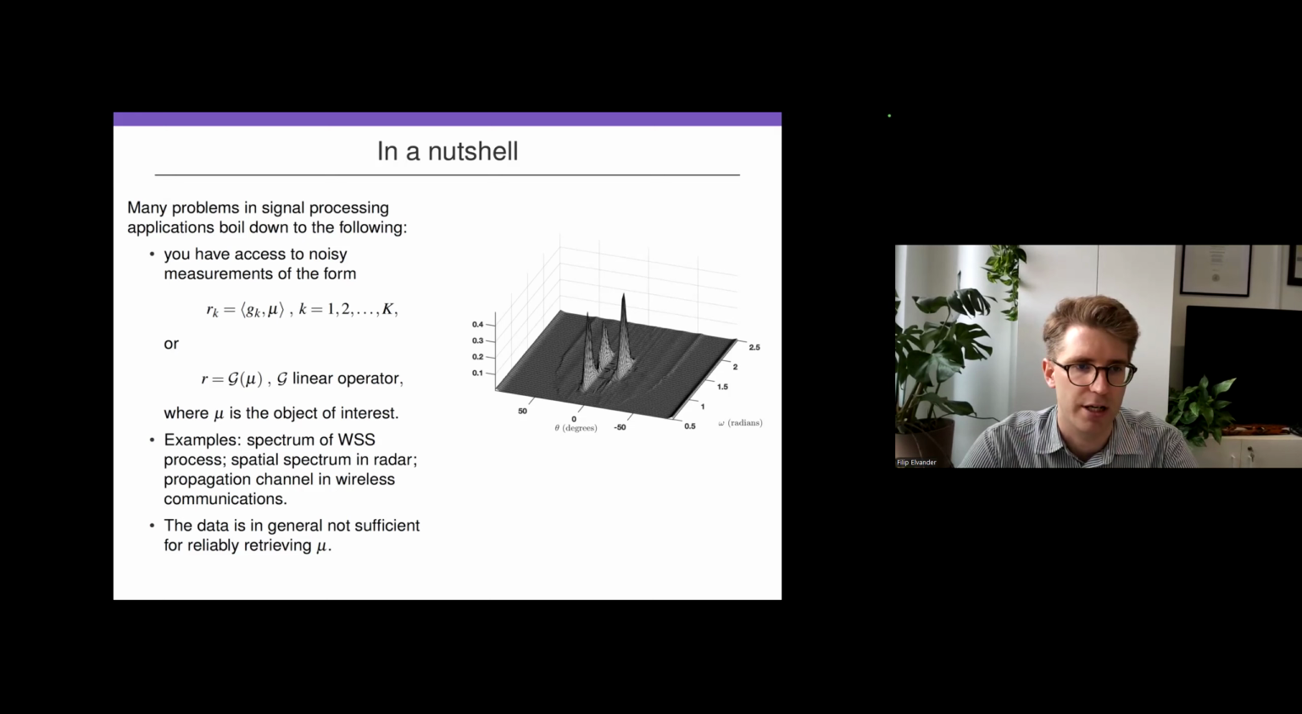And the main issue here is that the measurements that we have are typically nowhere near enough to actually estimate this thing. For example, we will not have that many measurements, and they will typically be quite noisy. So it's not so easy to just invert this relation straight away, say, for example, with least squares.